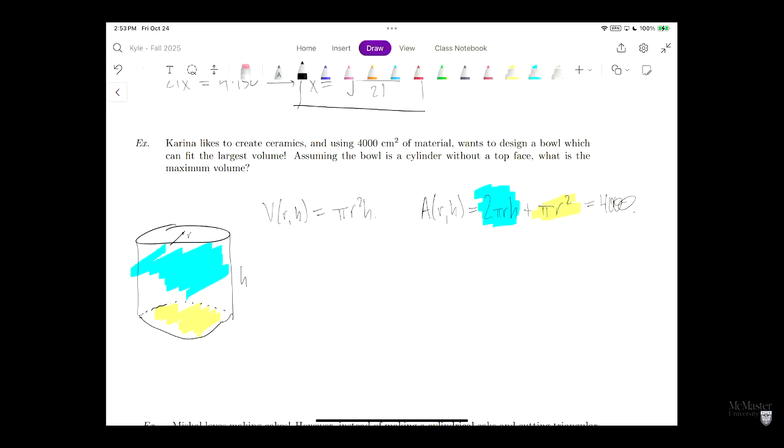Who likes completing the square? Who does not like completing the square?